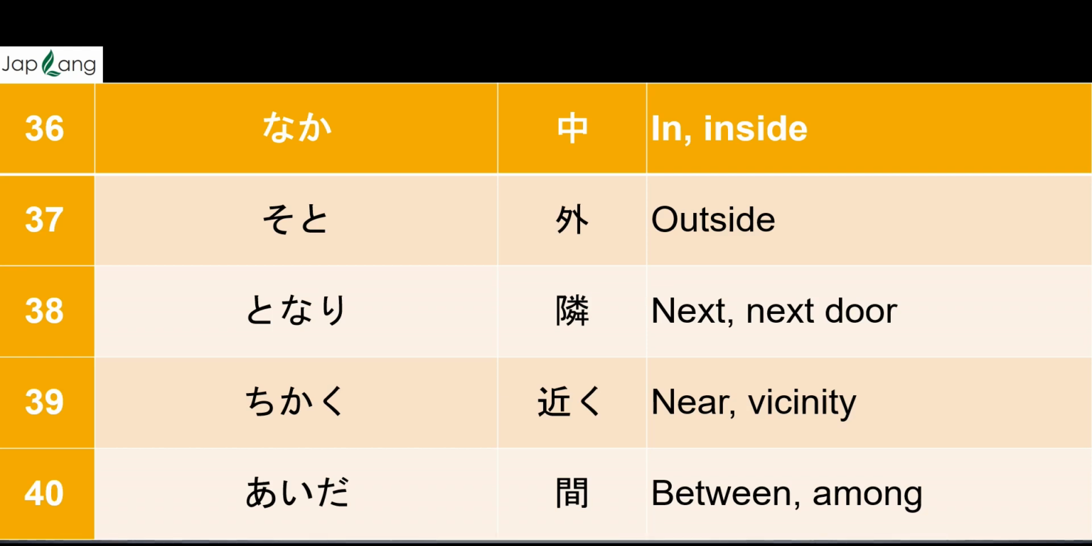Aida is between or among. Tanaka-san to Yamada-san no aida ni Suzuki-san ga imasu. In between Yamada-san and Tanaka-san there is Suzuki-san. Aida is in between.